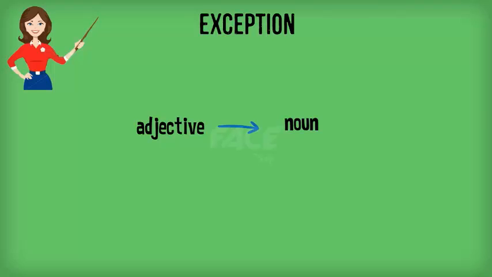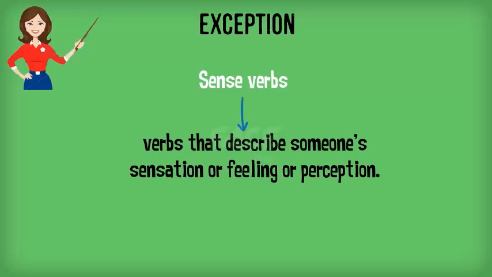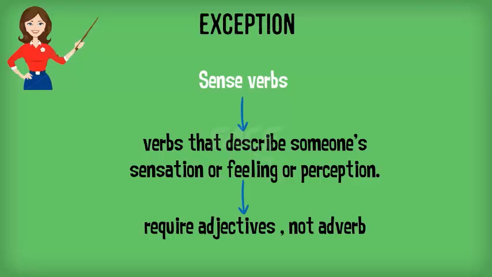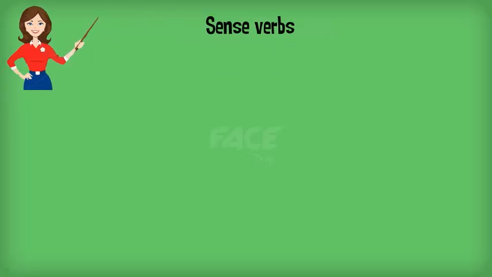When we solve questions in this topic, we should also consider a few exceptions. We generally use adjectives to modify a noun and adverbs to modify a verb, with an exception of sense verbs. Sense verbs are verbs that describe someone's sensation or feeling or perception. Unlike other verbs, they require adjectives, not adverbs, to modify them. Example: the cake tastes delicious. Here, the adjective delicious is used to describe the verb taste. The sense verbs are mentioned.